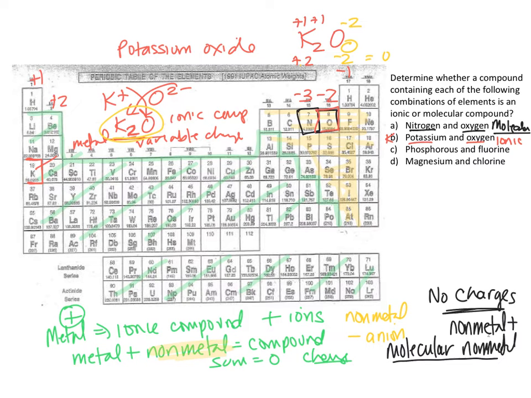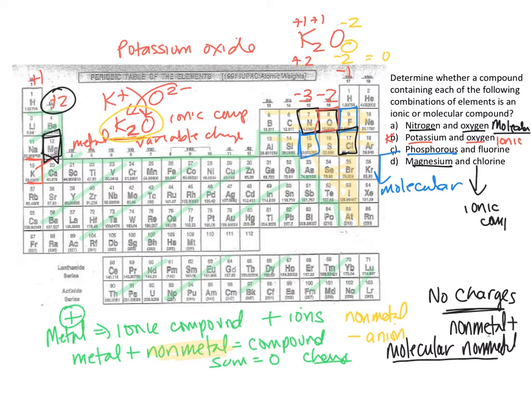Okay, so let's look at our very first one here, phosphorus. Well, phosphorus is P. That's a nonmetal. So you know you got a nonmetal with the fluorine. You don't do charges here. This is going to be a molecular, nonmetal with nonmetal. Okay, and the next one we have is magnesium. Magnesium is here in the +2 column, alkaline earth metals. So you have a metal with chlorine. So that's a metal with a nonmetal. That's going to be an ionic compound.